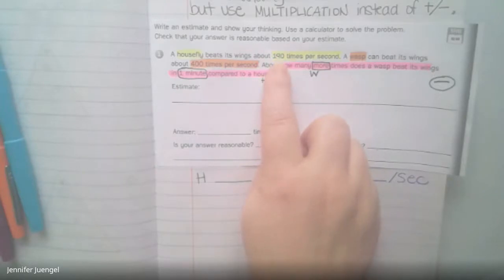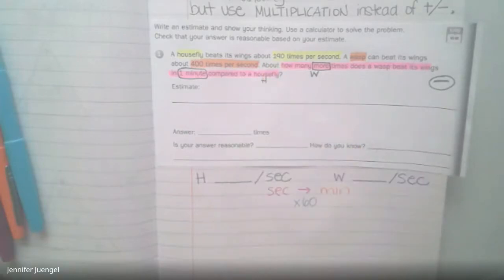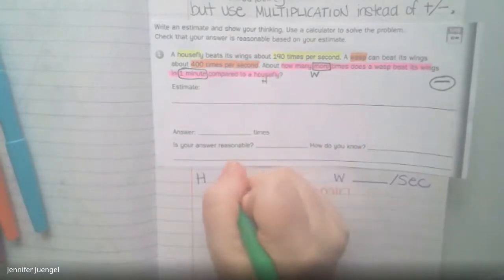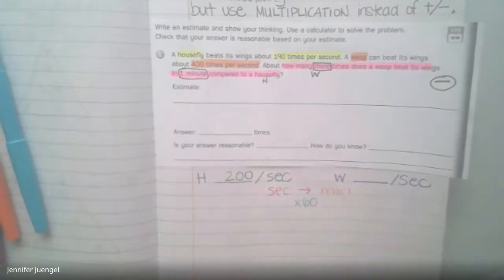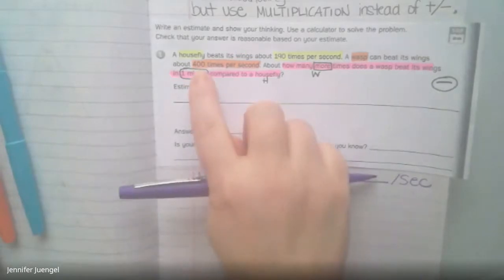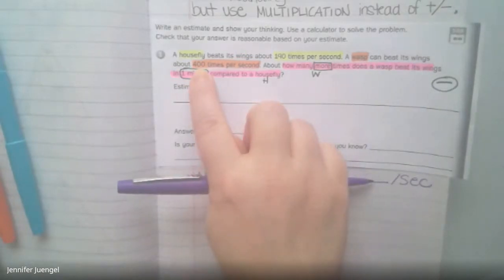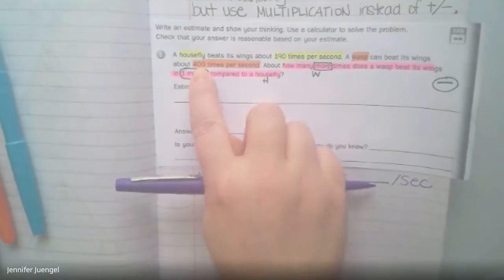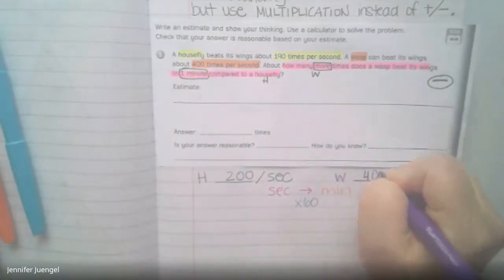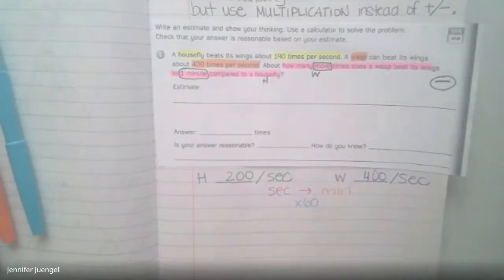We remember from our last unit on estimation that rounding is the best, most reliable way to do estimation. So I'm going to round this to 200. It's really close. It's the next 100 up. It's only 10 away. So I'm going to call it 200 beats per second for the housefly. Now, the wasp has a nice round number already, 400. It's a very friendly number, and I won't need to do any rounding, so I can go ahead and leave that alone.